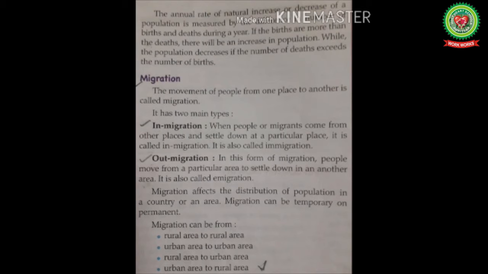Next component of the population is migration. Migration, the movement of people from one place to another, is called migration. It has two main types. Number 1 is in-migration. When people or migrants come from other places and settle down at a particular place, it is called in-migration. It is also called immigration. And out-migration. In this form of migration, people move from a particular area to settle down in another area. It is also called emigration.